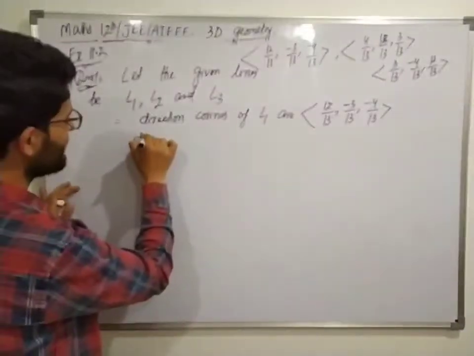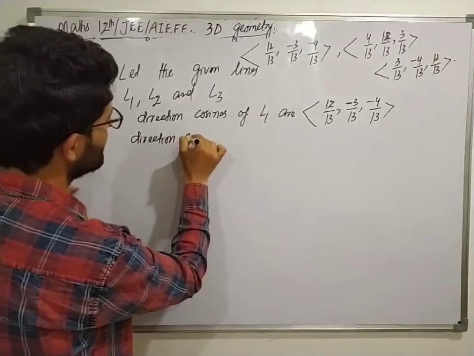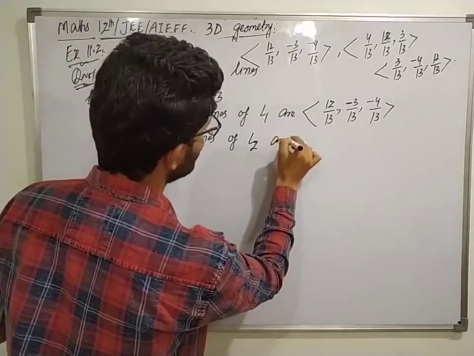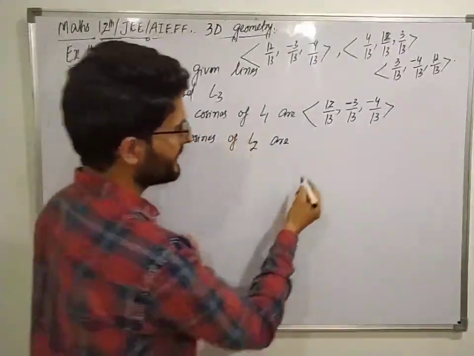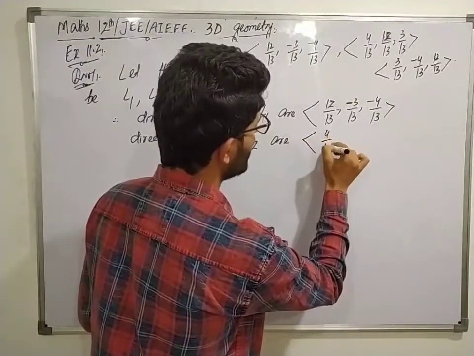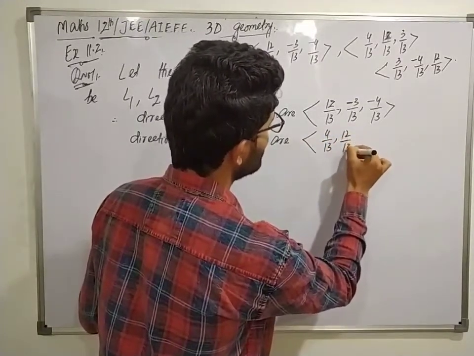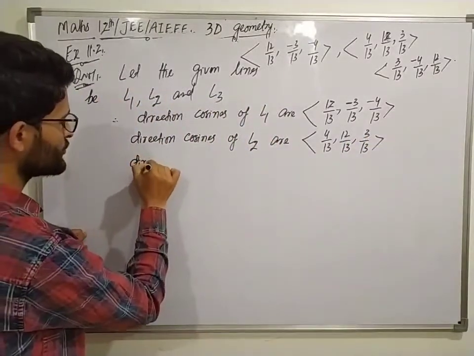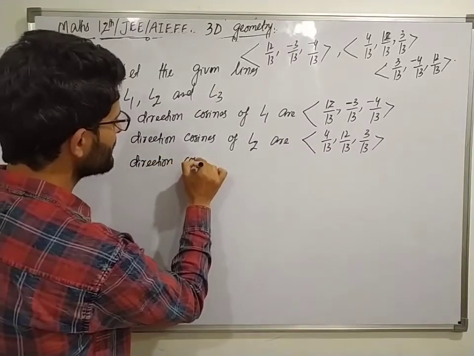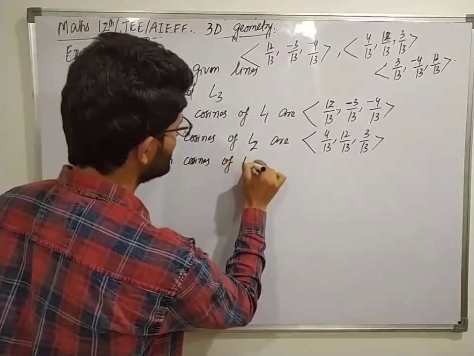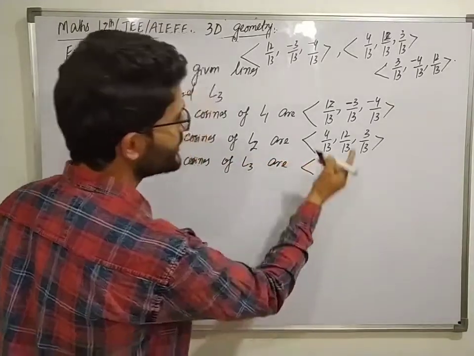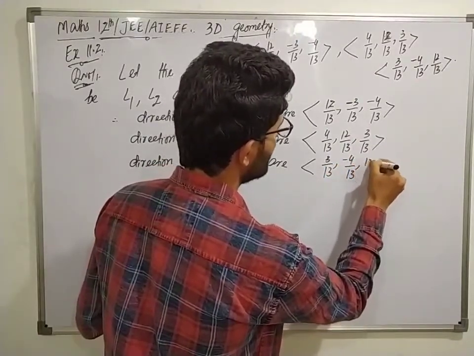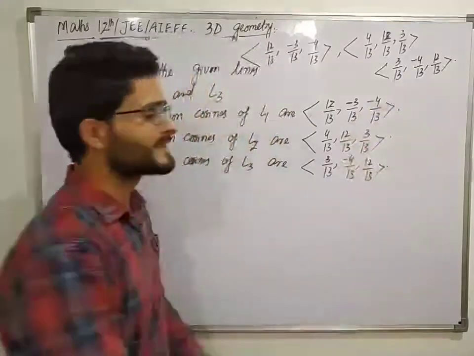Similarly, the direction cosines of line second are, they are given, again an ordered 3-tuple of 4 by 13, 12 by 13, 3 by 13. Clear? And in a similar fashion, the direction cosines of line third are the ordered 3-tuple of 3 by 13, minus 4 by 13, 12 by 13. They are the given direction cosines of 3 lines.